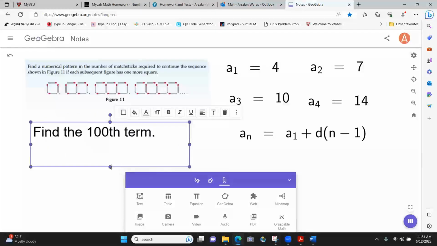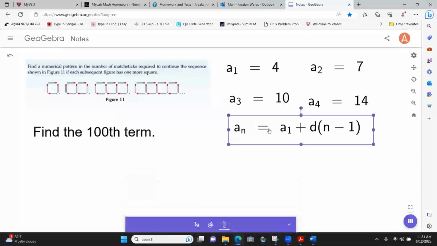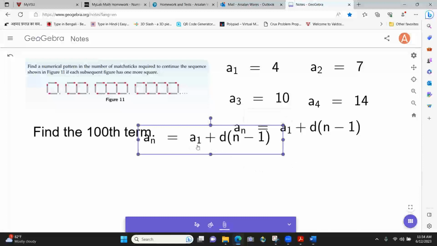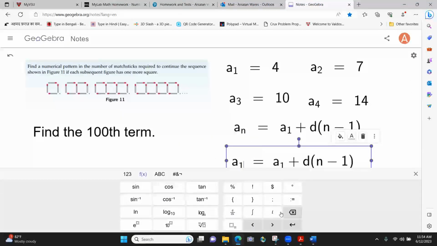All right. So you have this formula. All you have to do is replace n with 100 throughout, and that's what you're looking for. And A1 is the first term, which turns out to be 4. D is the common difference, which is 3, and n is 100 again. Okay?